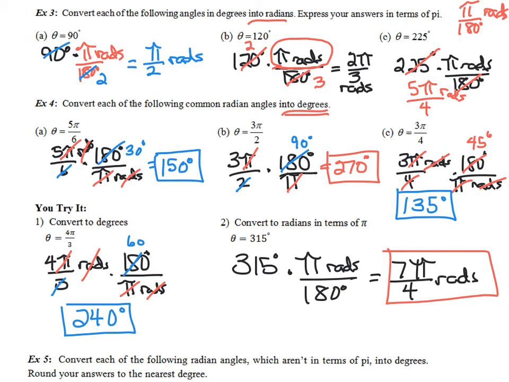Okay, you try it number 1, you should get 240 degrees. I canceled the pi's, I canceled the radians, and 3 went into 180 degrees 60 times. And number 2, I can cancel the 180 and the 315. They can both be divided by 45, so it's going to give me a 7 on top and a 4 on the bottom. And you'll notice that I'm keeping this time the units of radians. So I do have pi in my answer. It's 7 pi radians over 4, or 7 pi over 4 radians.